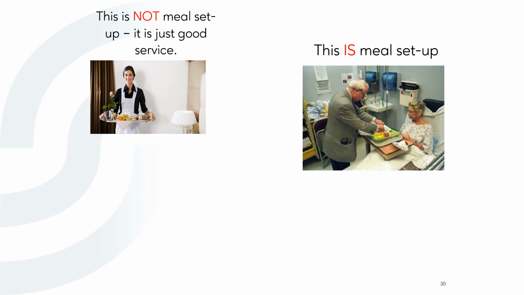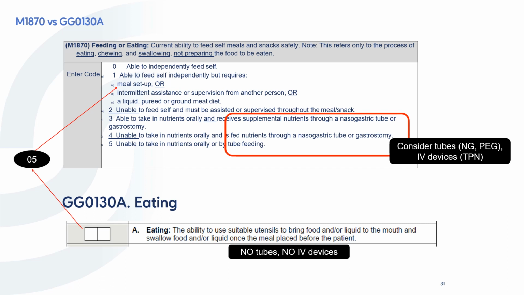Do you have to put the milk into the coffee? All that is meal setup, which of course leads into the M1870 items. So M1870, your feeding or eating, is similar but not identical at all to GG 0130A eating. There's definitely a component of M1870 that is the same as the GG 0130A, but after code 3 through 5, it's 100% different.